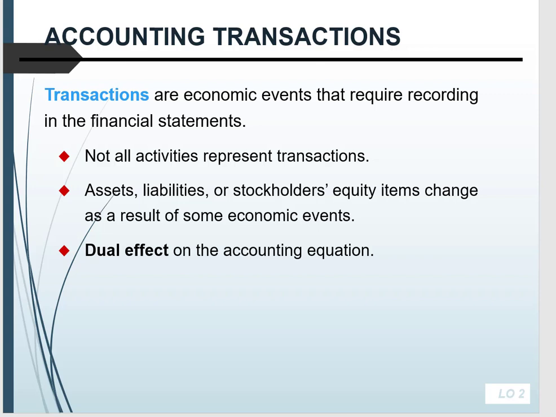So again, transactions are economic events, right? Not all activities are transactions, right? Assets, liabilities, or stockholder equity items change when some of these economic events occur. Now, the system that we refer to is something called the dual effect accounting system, right? It's a dual effect. Every transaction requires at least two numbers to be recorded.